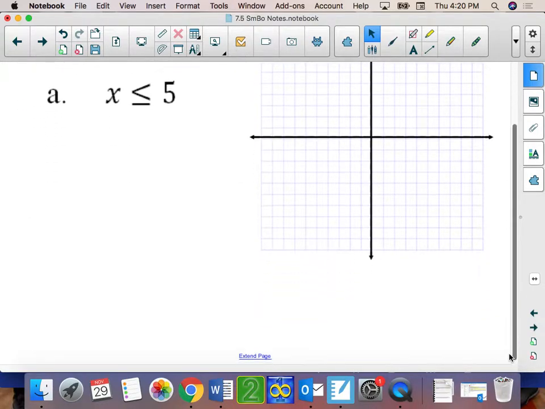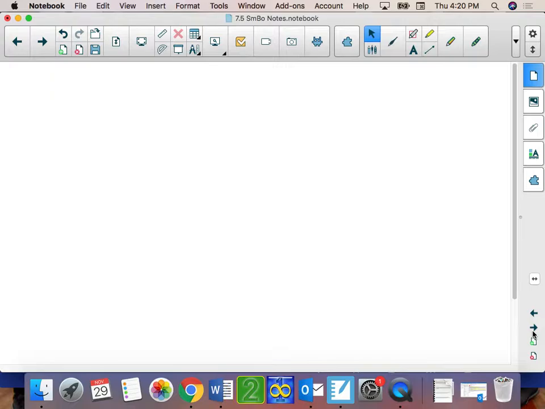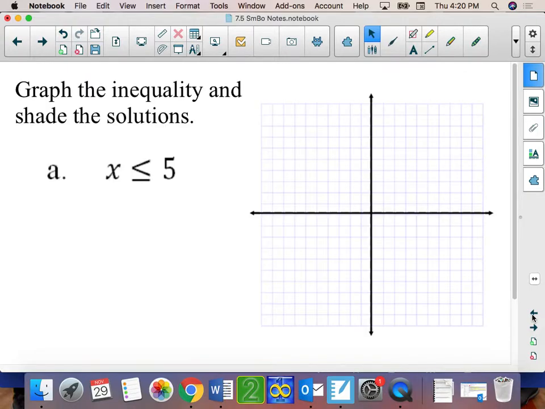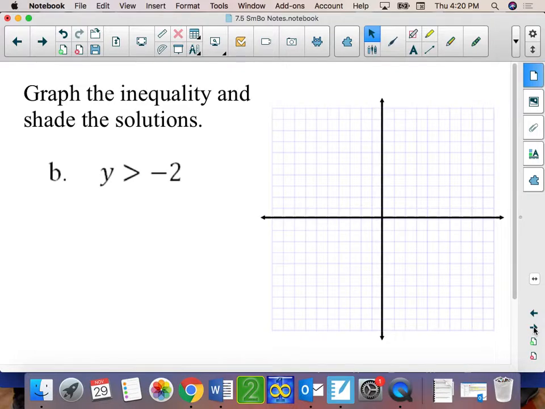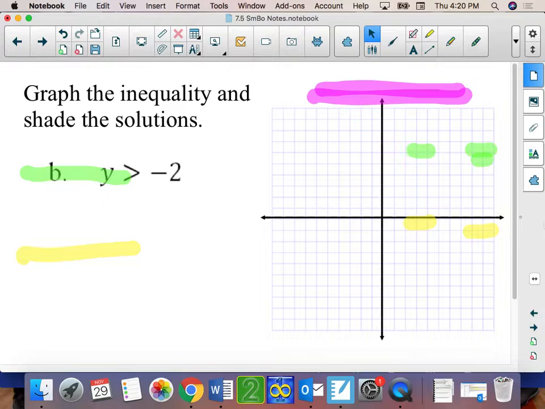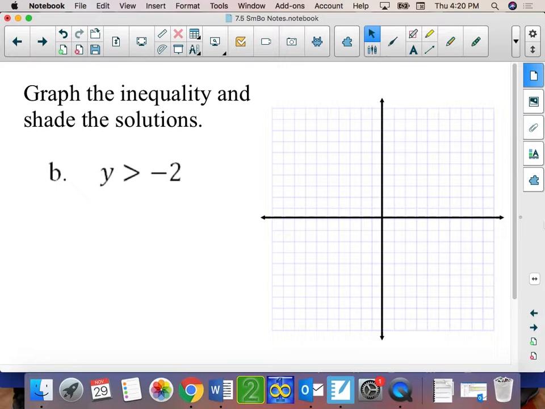Okay, this first example, I'm going to come back to that one and we're going to actually do this next one first. All right, so we're going to graph the line y is greater than -2. And so this is the same thing. When you graph it, you're just thinking of it like there's an equal sign.